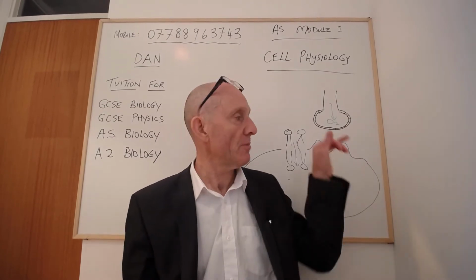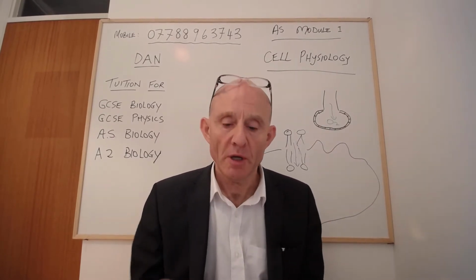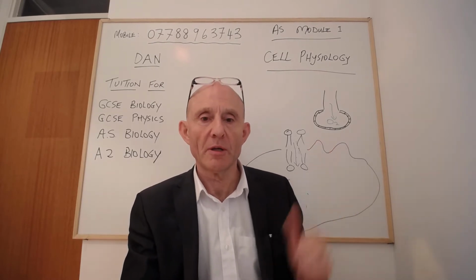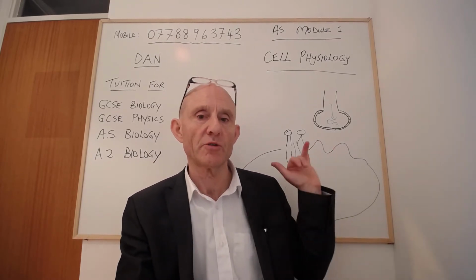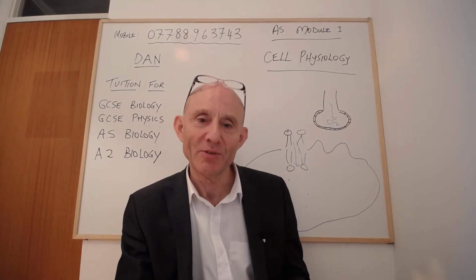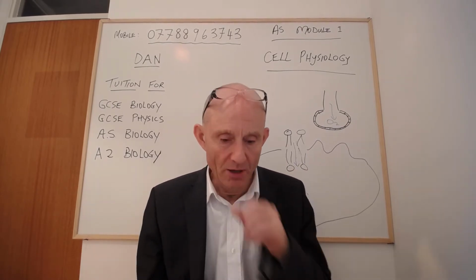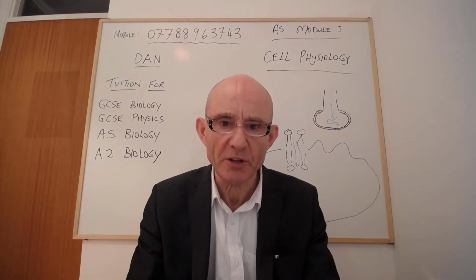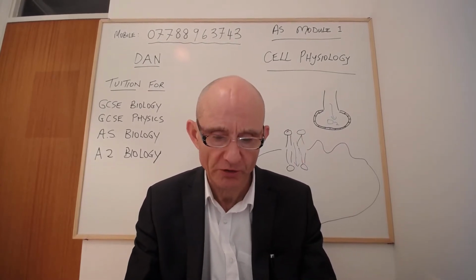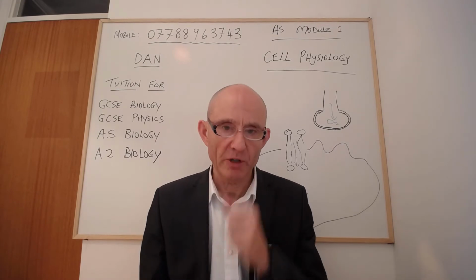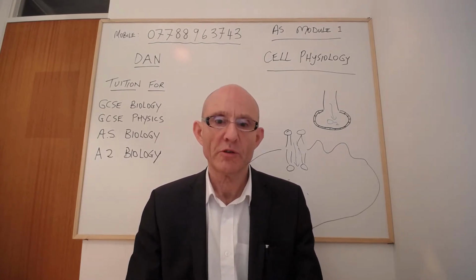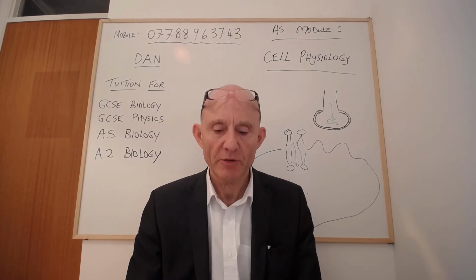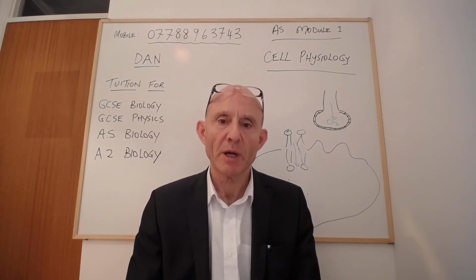Simple diffusion then simply involves phospholipid molecules, and the molecules that are moving by simple diffusion have to, as it were, sneak through between the phospholipids. Now, the second kind of diffusion is called facilitated diffusion, and you won't have come across this at GCSE at all. This is a kind of diffusion which is facilitated or helped by the presence of so-called membrane proteins.